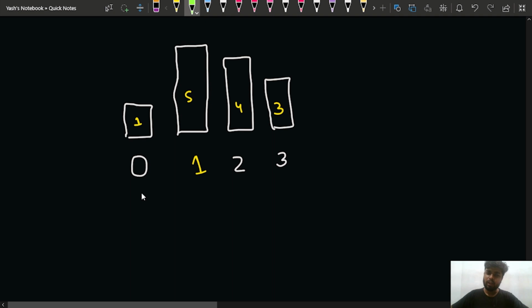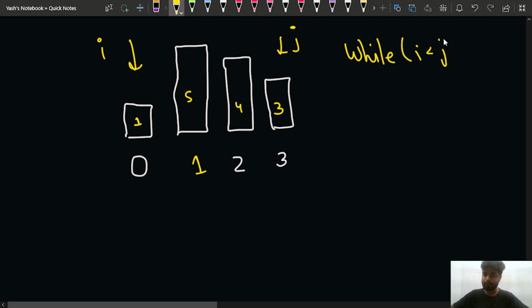Initially any person will think that let's put one of the pointers I at the leftmost pillar and put another pointer j on the rightmost pillar. And you keep on iterating while I is lesser than j, until I and j collide with each other, because you cannot have the same pillar.